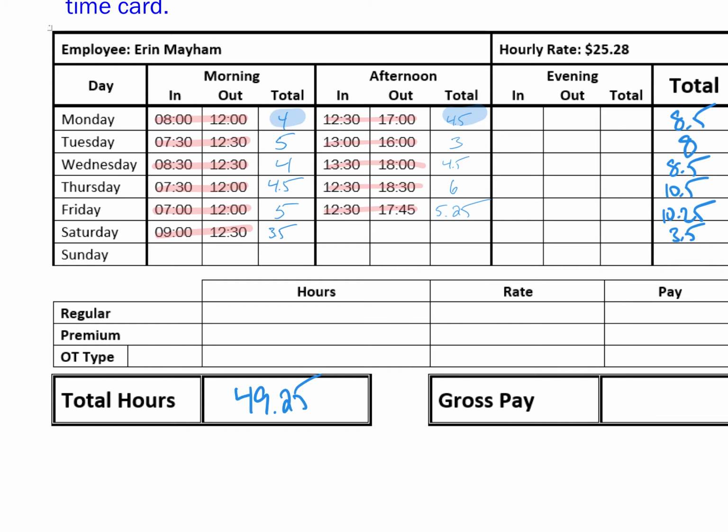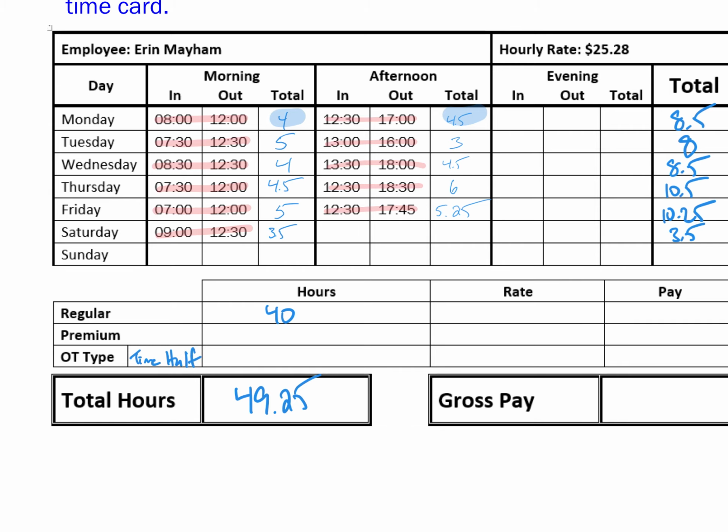Now, here's the deal. How many of those hours are regular hours? 40. So we put 40 under regular. In this case, there's no premium hours. Premium, if you remember from the overtime pay lesson, is when you work night hours and you get a bump in your hourly rate. That doesn't apply here. But there is overtime, and it is time and a half.